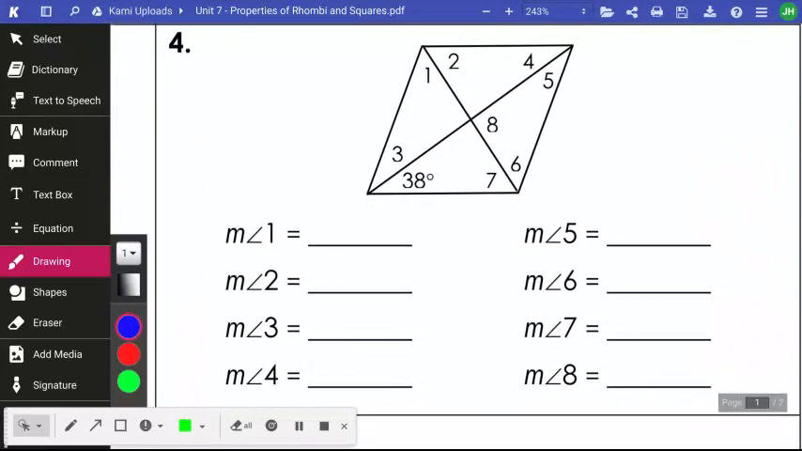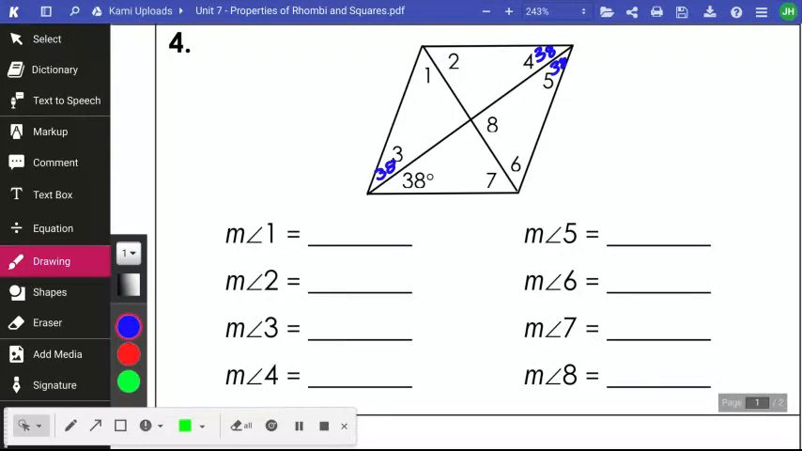Number 4, we're just going to look at angles now, where we were looking at segments. Okay, so we have 38 degrees, and that's the only piece of information they gave us, except for the fact this is a rhombus. So if I work my way around, I'll be able to find different pieces. So if I know that this is 38, then this also has to be 38, because the angles have been bisected and opposite angles are equal. So this is 38 and this is 38.